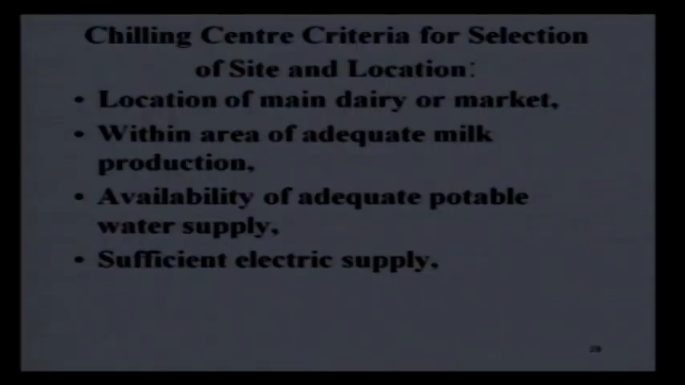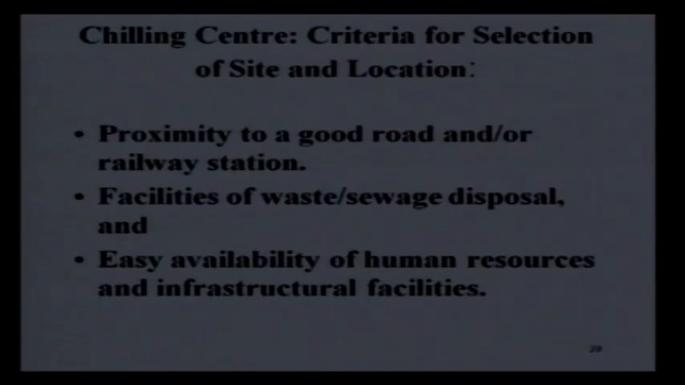Now, what are the criteria for selection of site and location? First is the location of the main dairy or market. Next is within an area of adequate milk production. There should also be availability of potable water supply, electricity supply, and labor supply near the chilling center. Proximity to a good road or railway station. There should be facilities for wastage or sewage disposal. Easy availability of human resources and infrastructure facilities should be ensured. So these are the points to be kept in mind.